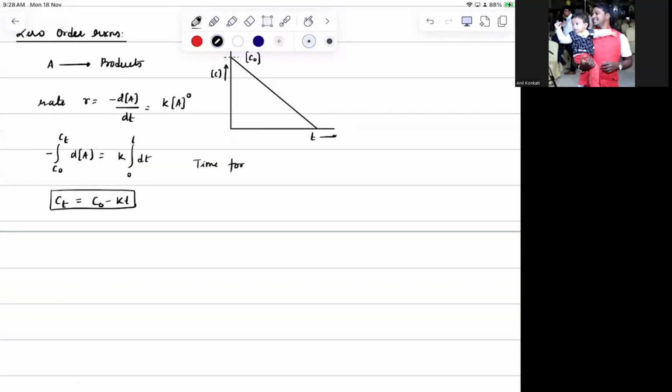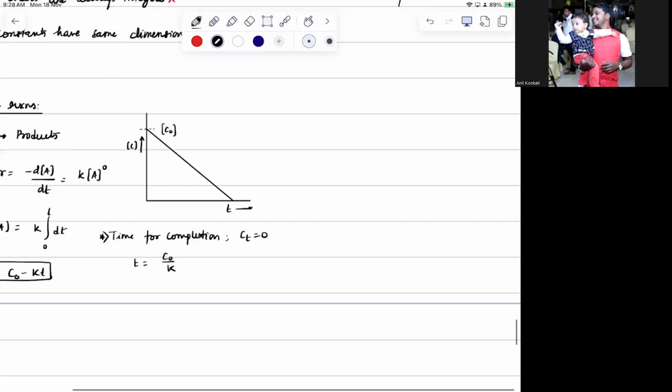Time for completion will be when Ct is equal to 0. So if Ct is equal to 0, T is equal to C naught by K. Okay, this is the time for completion. And then if you notice, what is the half-life? T50 or T half-life is when Ct will become C naught by 2. So in that case, T half for a zero order reaction comes out to be C naught by 2K.